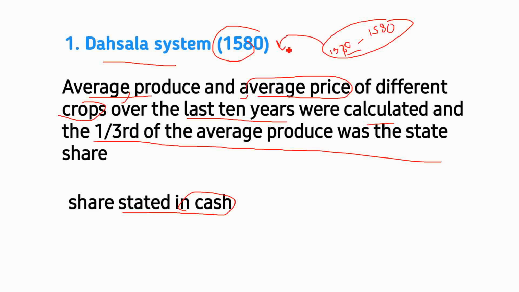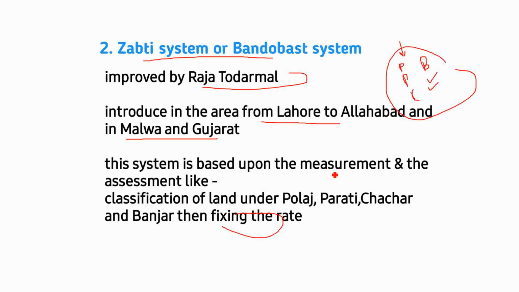Based on this calculation, one-third of the average produce is the state's share, and then it is implemented in 1580. You have to note here on which area this system was implemented. So this system is implemented in the region of Awadh, apart from Awadh, Agra, Delhi, Multan and Lahore. So in Agra, Awadh, Delhi, Multan and Lahore, the Dehsala system was implemented. The Zabti system was implemented from Lahore to Allahabad and Malwa to Gujarat, right? These two systems are clear.